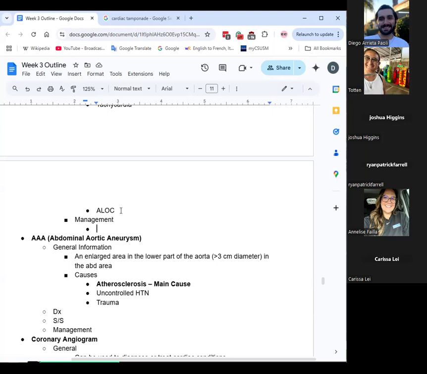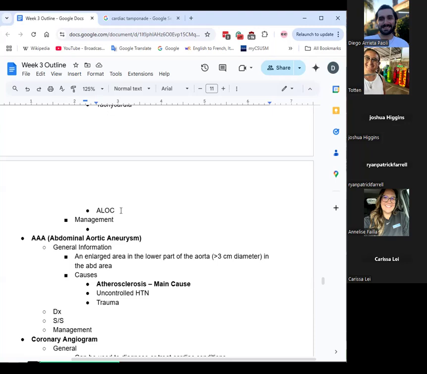Normally when we think about MI, we think about MONA: morphine, oxygen, aspirin, and nitroglycerin. But for someone with a right-sided MI, that nitroglycerin is actually contraindicated because the right side of their heart is already struggling, and nitroglycerin can decrease the amount of preload they're able to get. Yeah, exactly. They need the preload.